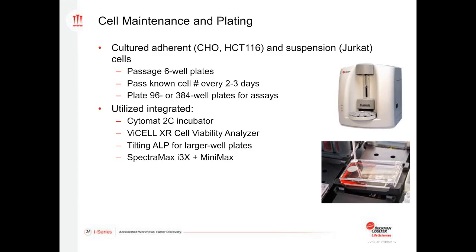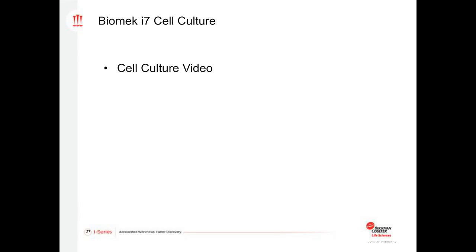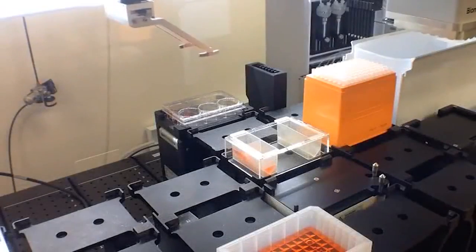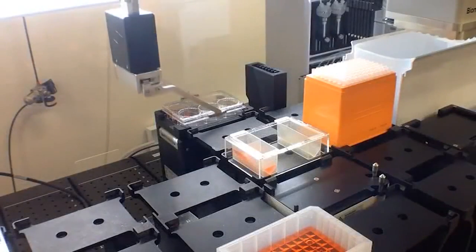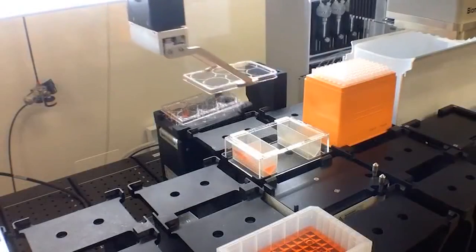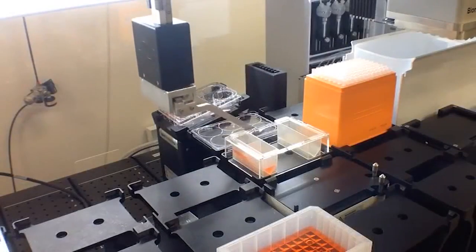So now we'll show a video again that will really demonstrate how this workflow proceeds and how we utilize the different integrated instruments. So shown here is the automated approach we took to automating cell culture, starting from the larger 6 well plates and moving assays into 96 well formats.